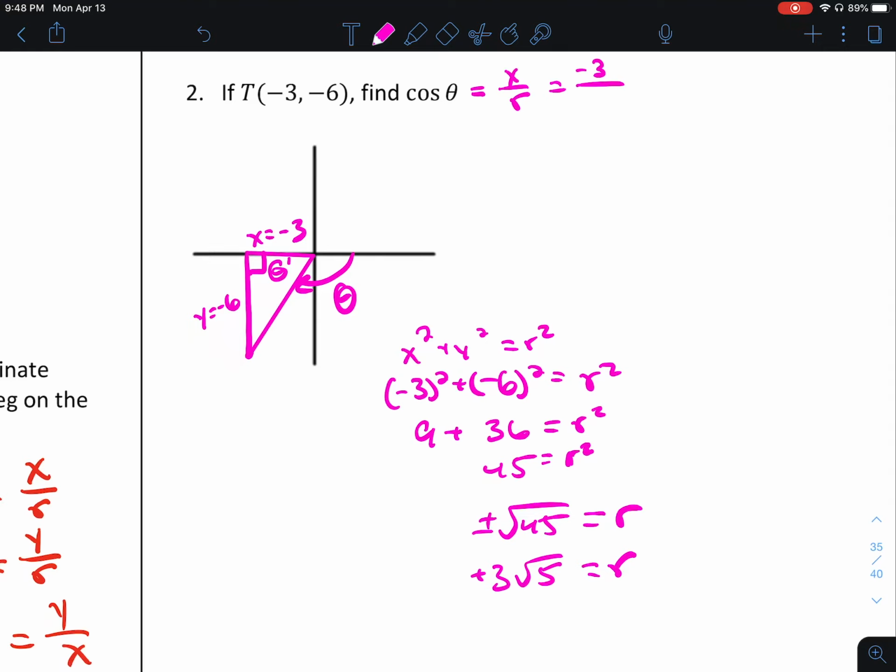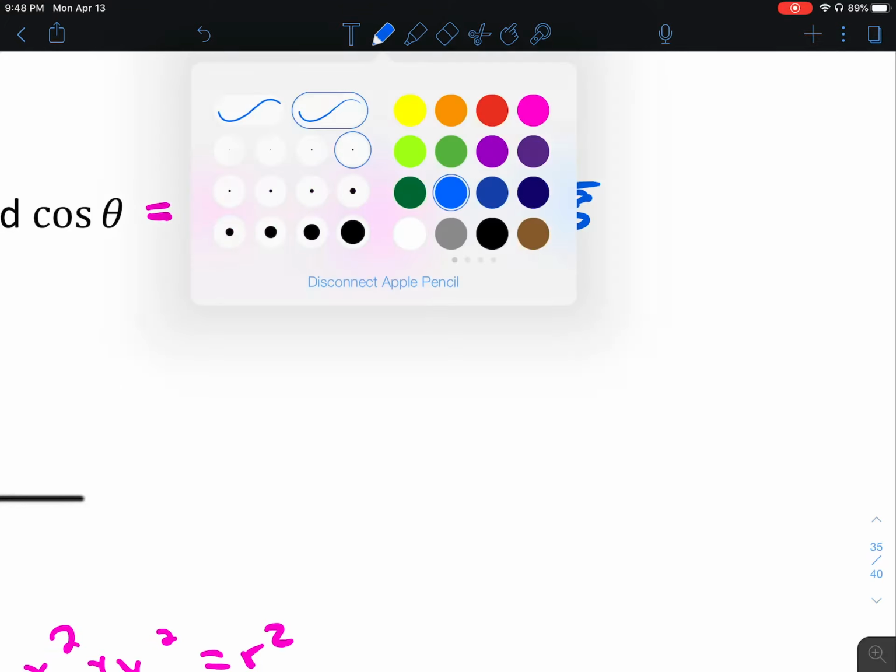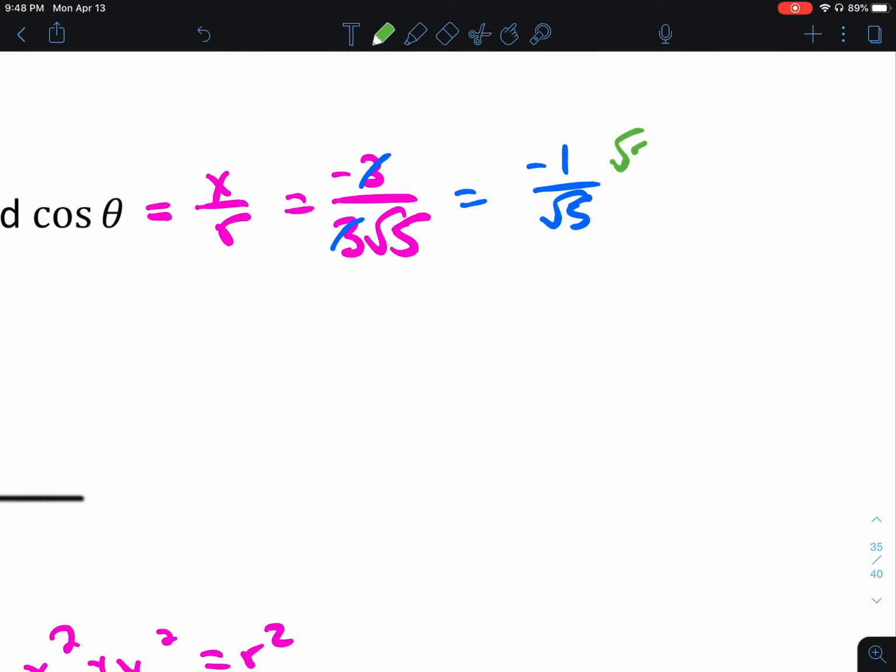So cosine of theta is x over r. It's negative 3 over 3 square roots of 5. We can reduce this. We can divide the top and bottom by 3 and get negative 1 over the square root of 5. If we rationalize our denominator by multiplying this by 1 in the form of square root of 5 over square root of 5, we would get negative square root of 5 over 5.